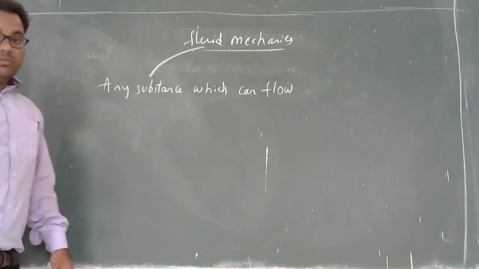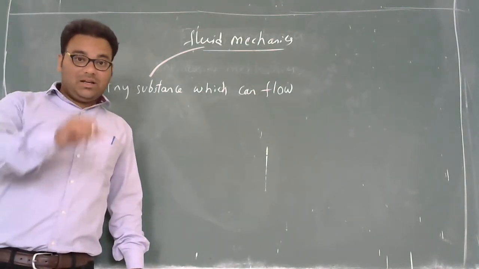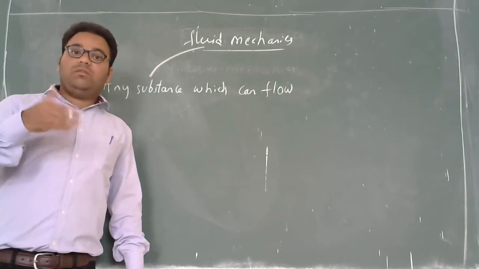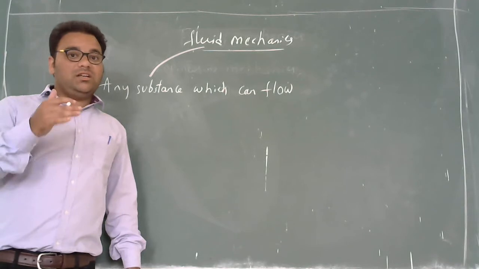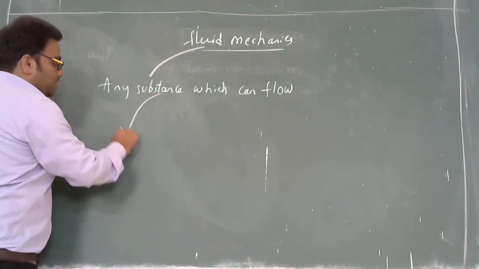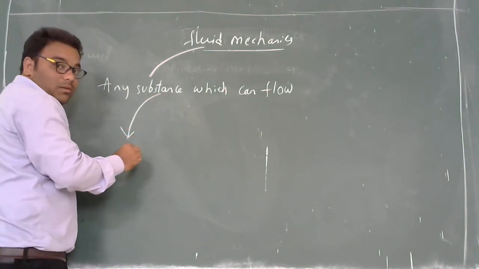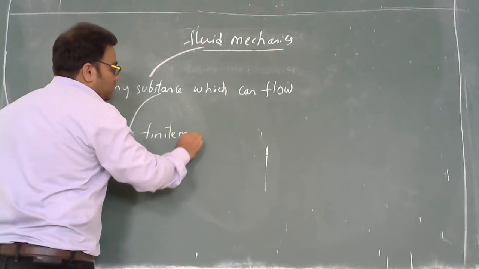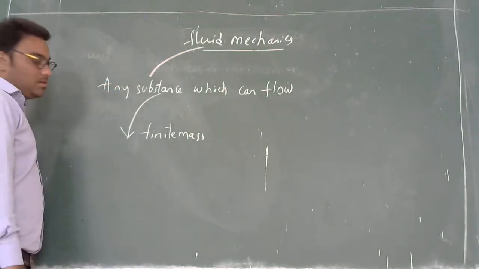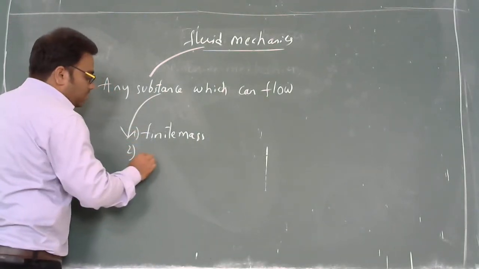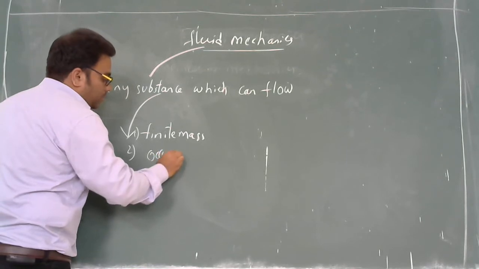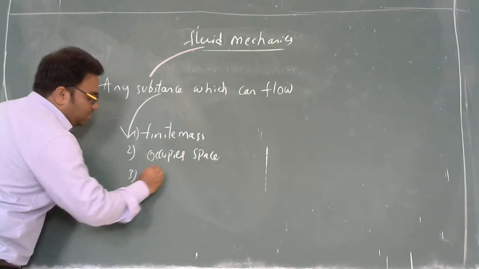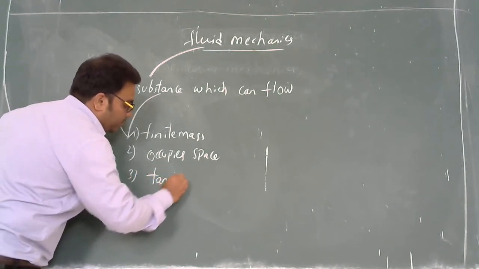So what is meant by substance? Substance is nothing but matter which has a definite mass and occupies some volume. Along with that, it should be tangible. Substance means it has some matter. Matter means it has some finite mass, that is the first one, and it should occupy some space, and the third one is it should be tangible.